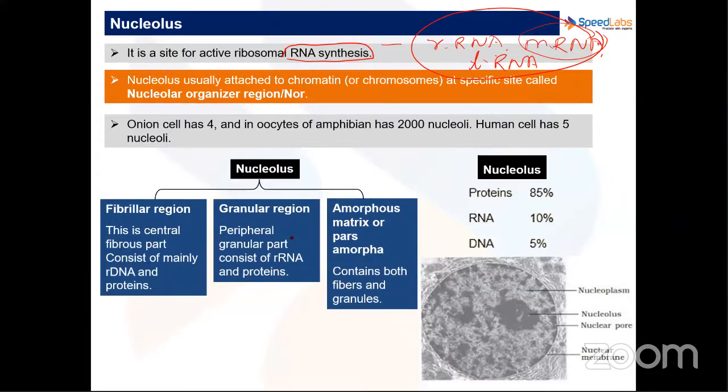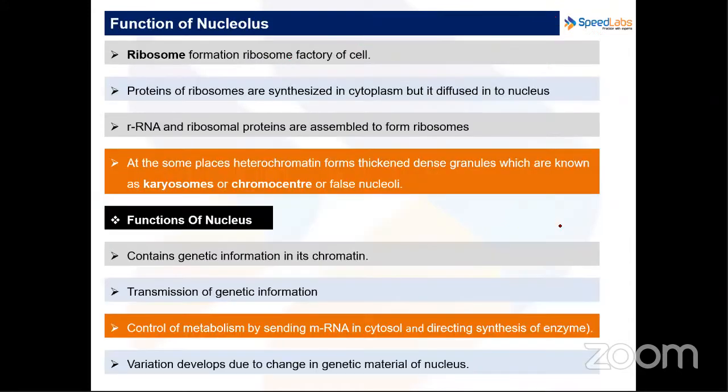Next is the nucleolus. Regions of the nucleolus are not so important, but these are the constituents the nucleolus is made up of: proteins, RNA, and DNA. The nucleolus helps in the formation of different kinds of ribosomes. That is the most important function of the nucleolus. All right.